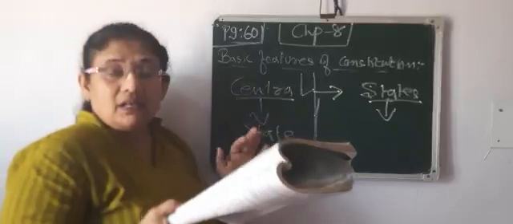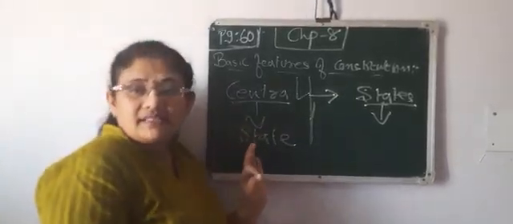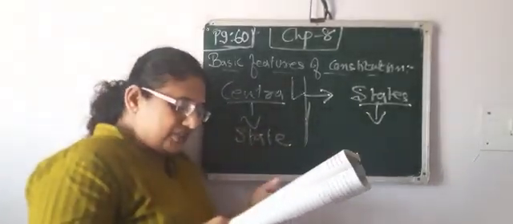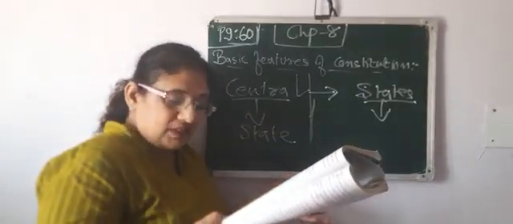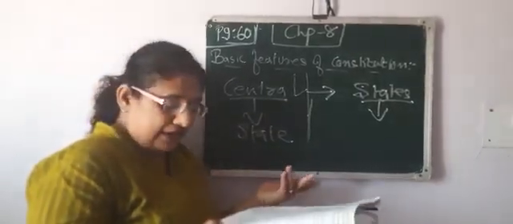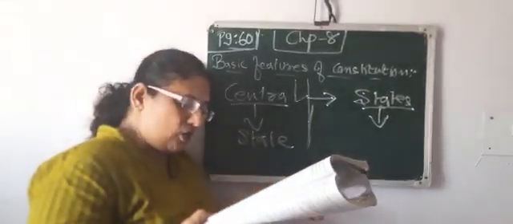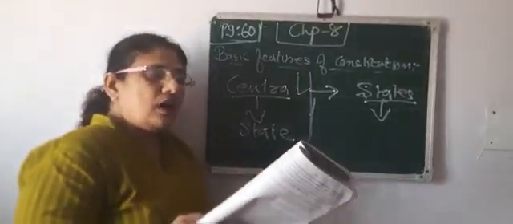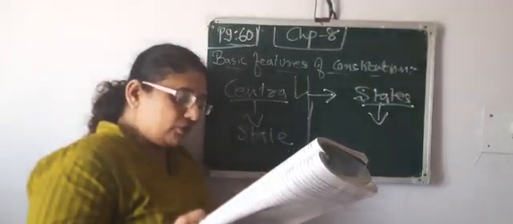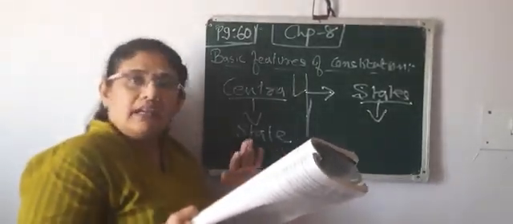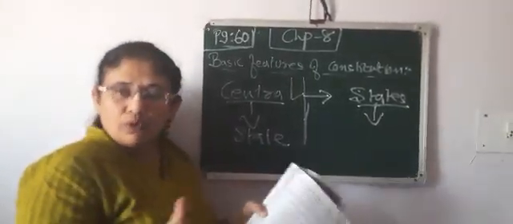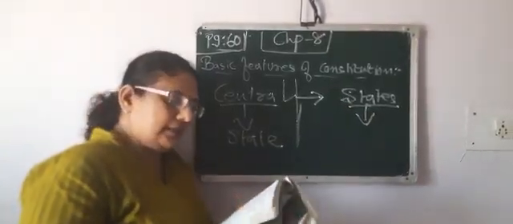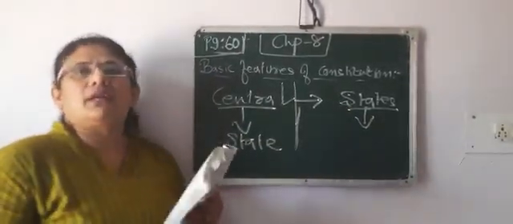For example, in the concurrent list there are 47 subjects, which are criminal and civil procedures like marriage and divorce, education, economic planning, trade union, etc. These are all the different types of concurrent list subjects, in which both can be included and both will take decisions together only. Now the third is residuary power.